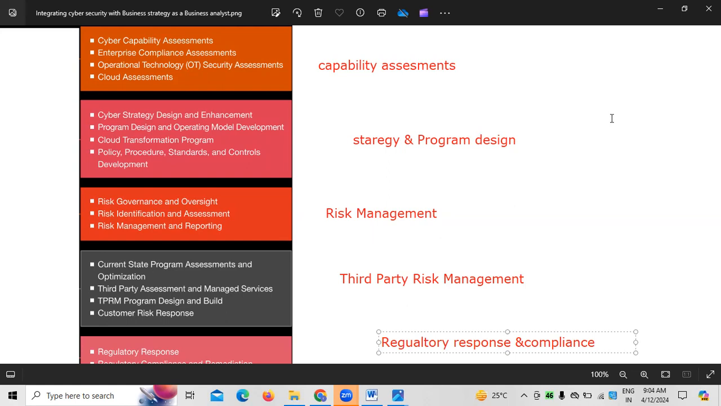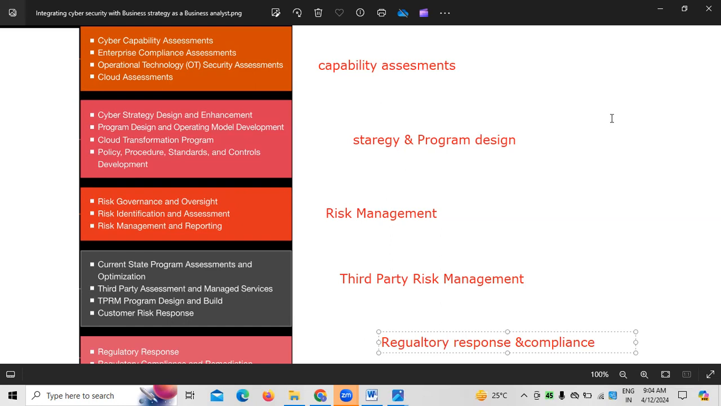So when it comes to the strategy and program design, we need to create from the technical point of view, because we even need to have architects who provide the solution architecture for any project. Those people have to implement the strategy design as well as the enhancements, what kind of strategy design and enhancements are to be made.